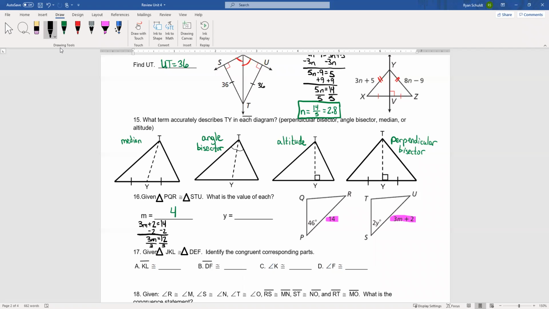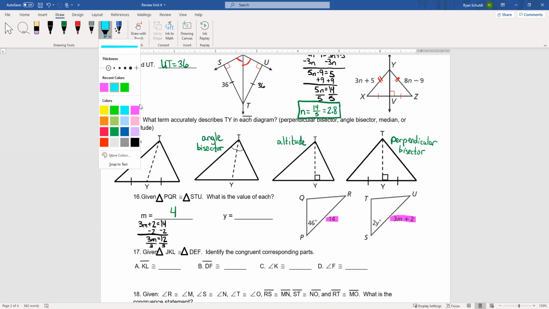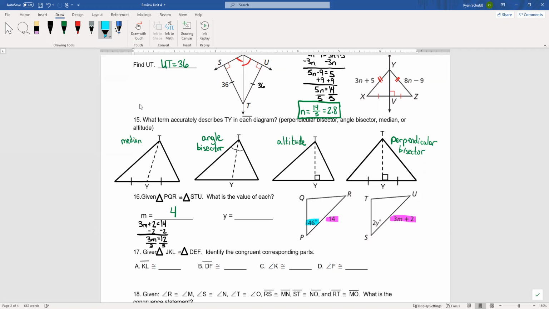Then they asked me to find Y. Oh, now I've got two angles that I know are congruent because they tell me the triangles are congruent. So P and S are congruent to each other. So to get Y, you can just simply say 2Y equals 46 and divide by 2. It's going to give us Y equals 23. And that's our answer. Y equals 23.